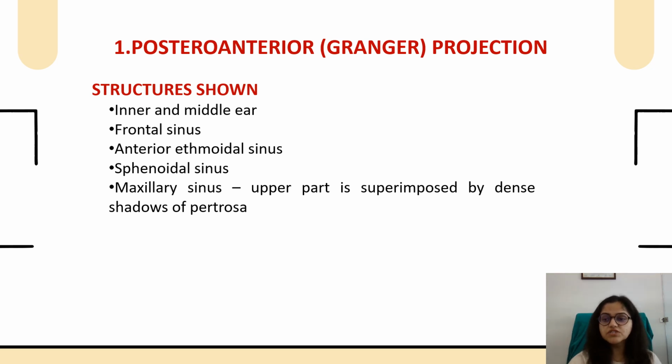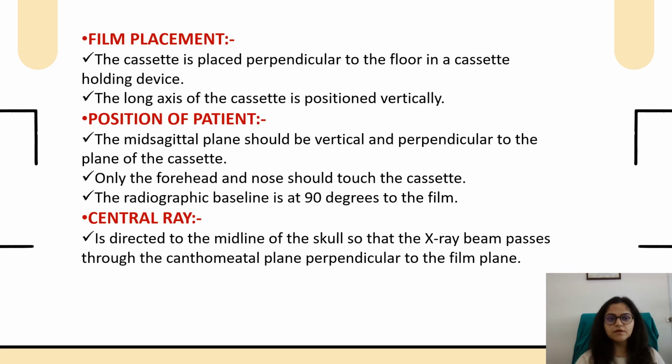And what all these structures which we can see in this projection is inner and middle ear, frontal sinuses, anterior ethmoidal sinuses, sphenoidal sinuses, and some part of maxillary sinus which is superimposed. If we talk about the film placement, the cassette is placed perpendicular to the floor in the cassette holding device, and the long axis of that cassette is positioned vertically. Patient position is like the mid-sagittal plane should be vertical and perpendicular to the plane of the cassette.